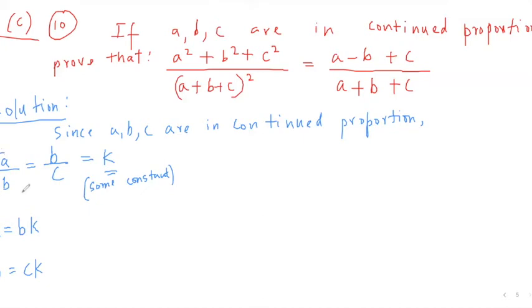Because A by B is equal to K, so A is equal to BK, right? And B by C is also equal to K. So B is equal to CK. Is that okay? Is that all right? Yes, sir. So these are important results. I'm just going to put in a box.